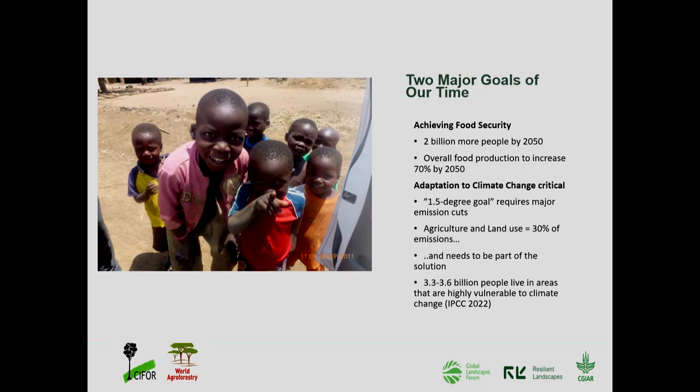So you know, there are two major goals of our time. One is achieving food security. There are 2 billion more people to feed by 2050, and there is climate change going on, and adaptation to climate change is critical. And as you know, agriculture, forestry, and nature, also deforestation, contribute to emission. So we need to cut emission, and it has to be part of the solution.